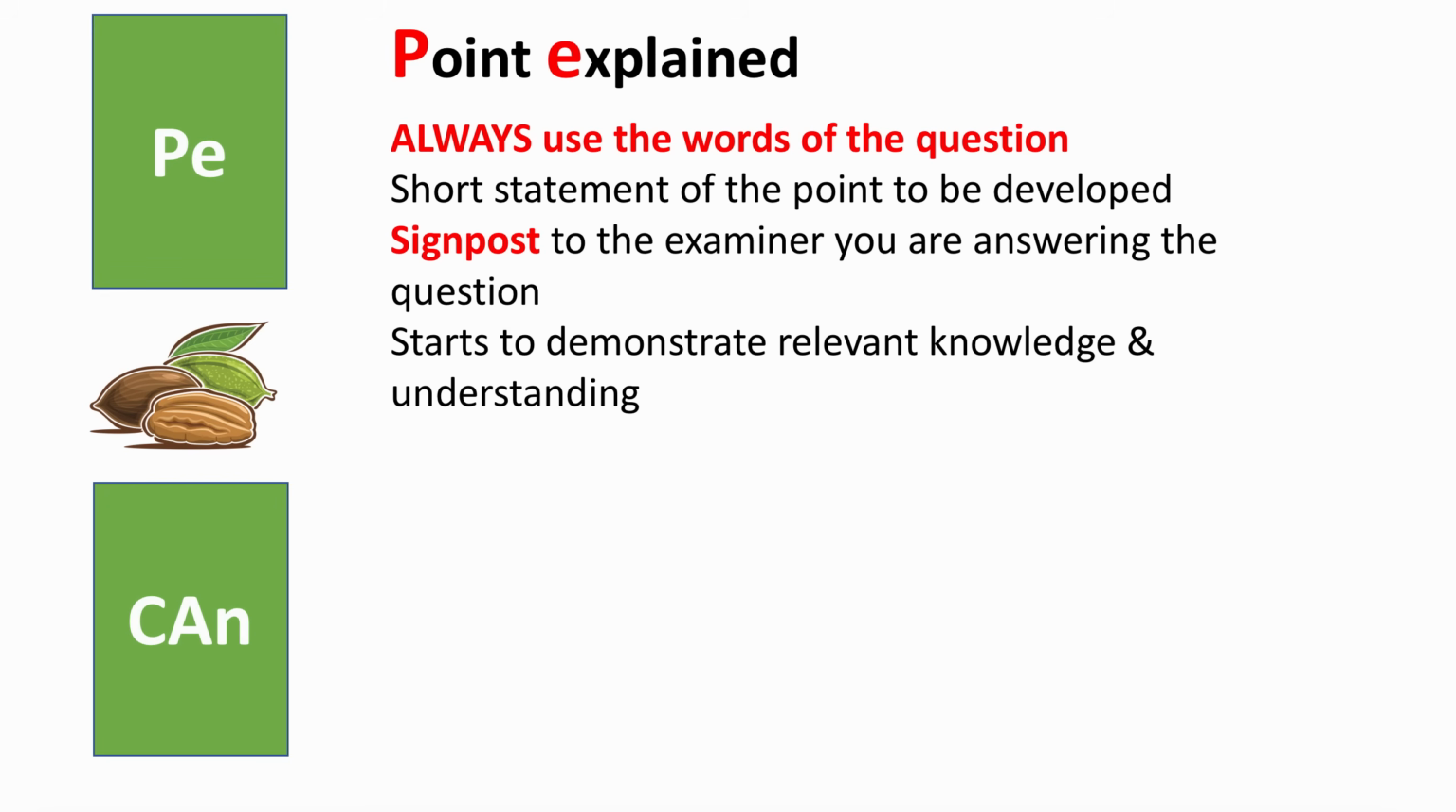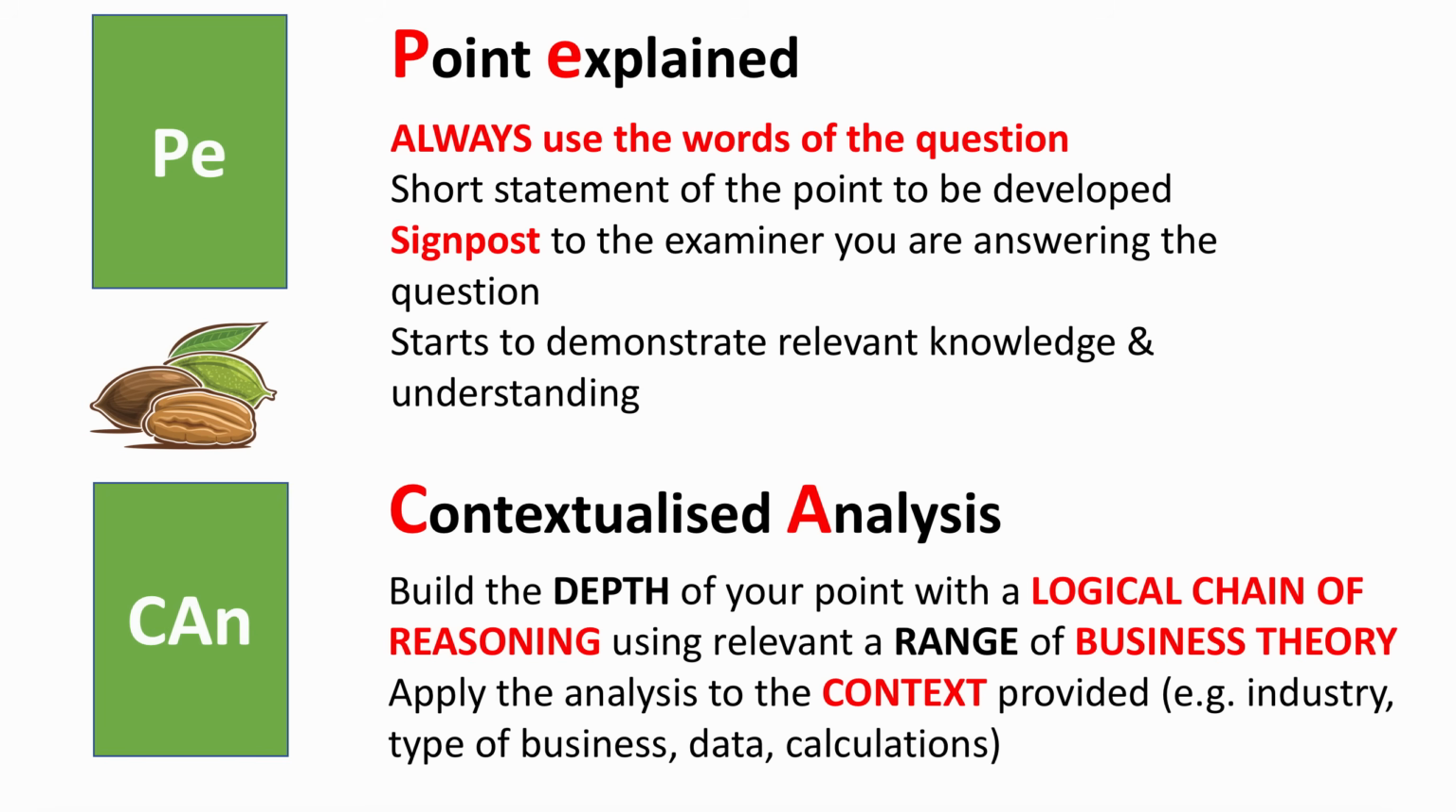What follows is CAN, which stands for Contextualized Analysis. This is where we explain how and why your point is relevant to the question. The analysis being that combination of a logical chain of reasoning, how and why, or cause and effect, but also bringing in a relevant use of business theory and knowledge. And ideally, maybe more than one different type of business theory or knowledge to build the depth of your point.